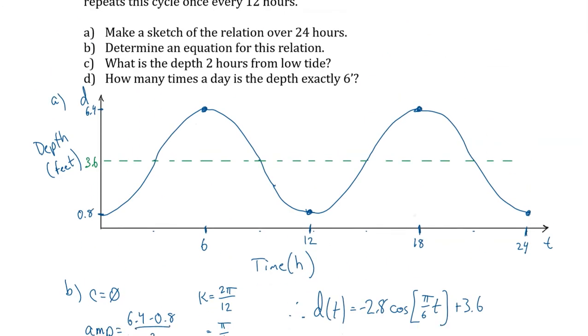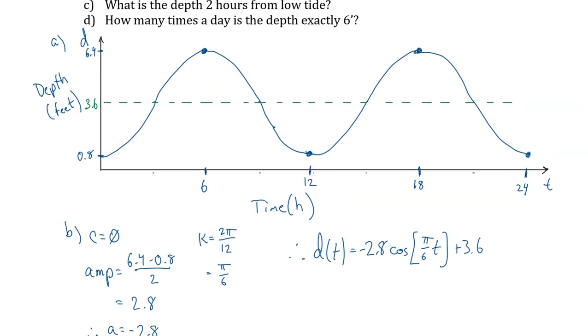It's also going to help us answer this last question. How many times a day is the depth exactly 6 feet? And maybe 6 feet is where it's deep enough to go surfing or something, so you'd want to know what time of day it would be safe or not. Yeah, Jasper. 4 times. So somewhere here, here, here, and here, something like that, at 6 feet, right? So 4 times.